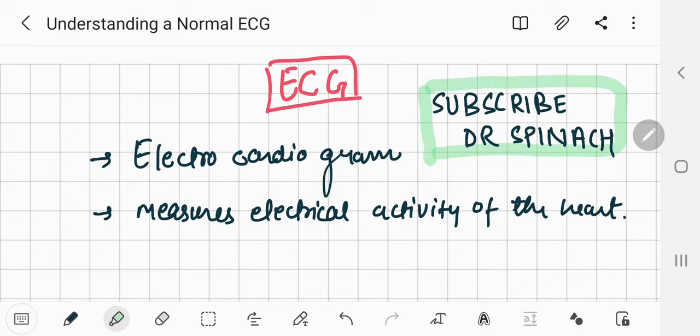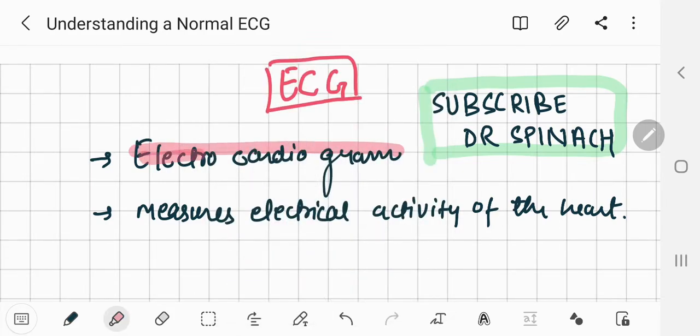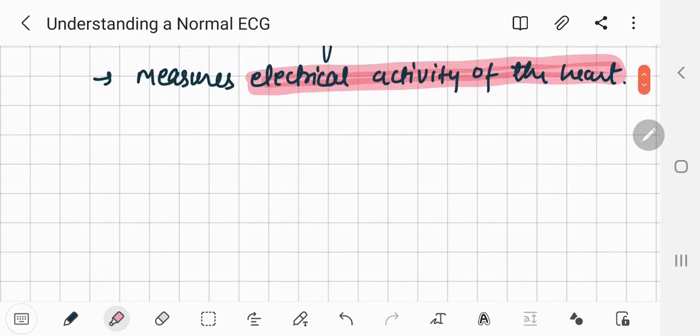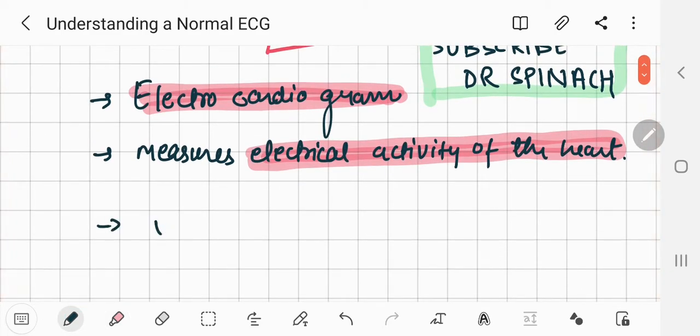So ECG is basically an electrocardiogram. Now electrocardiogram helps measure the electrical activity of the heart, and when this electrical activity of the heart is displayed in the form of a graph, then it is known as ECG. ECG is measured using 12 lead system.